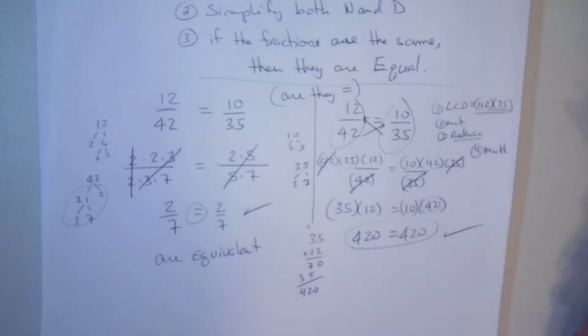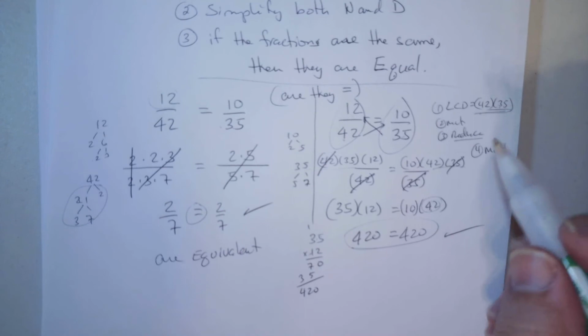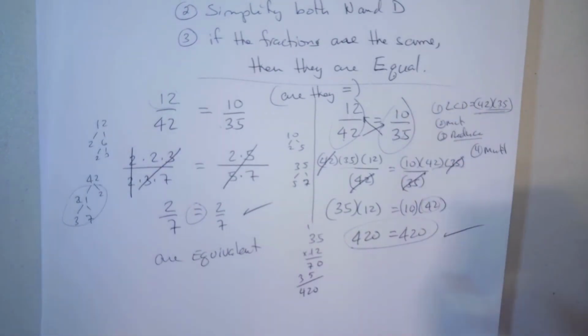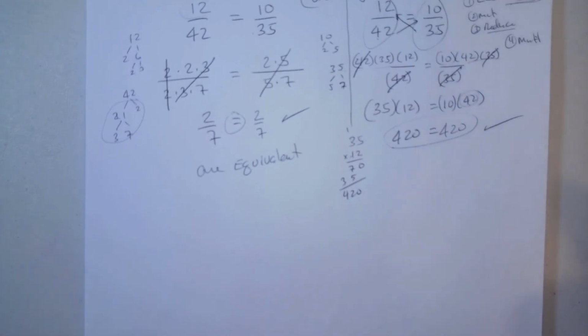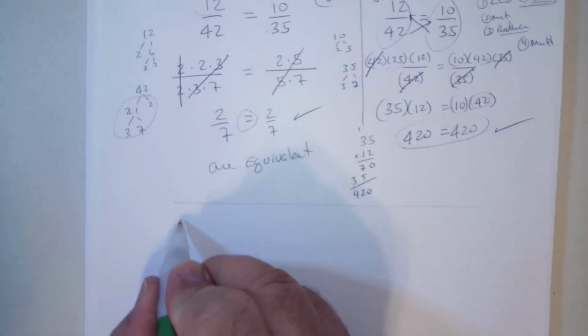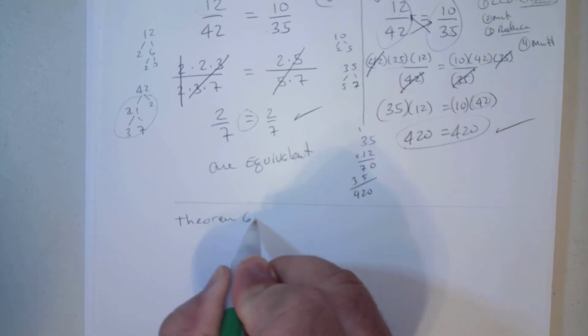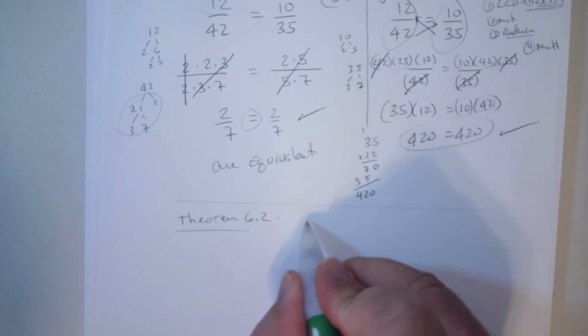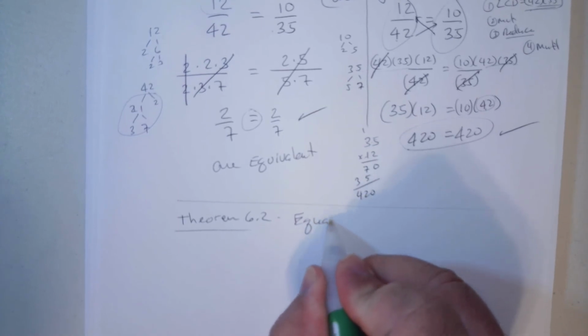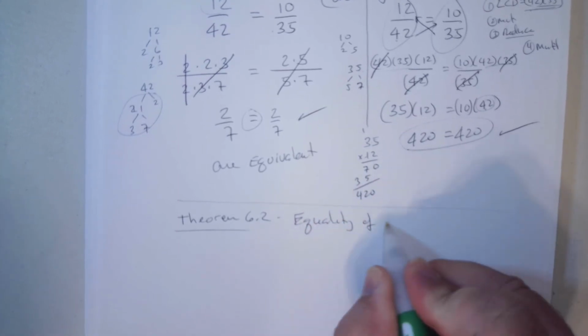Just cross multiply. Whenever you have fraction equal to fraction, that's called proportionality. If they're the same, I can cross multiply. You can use whatever method you want. And here's the theorem that proves it. The equality of fractions.